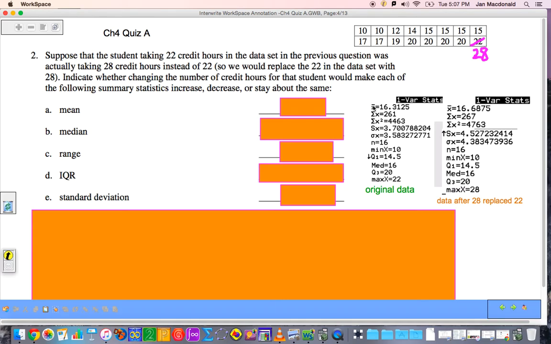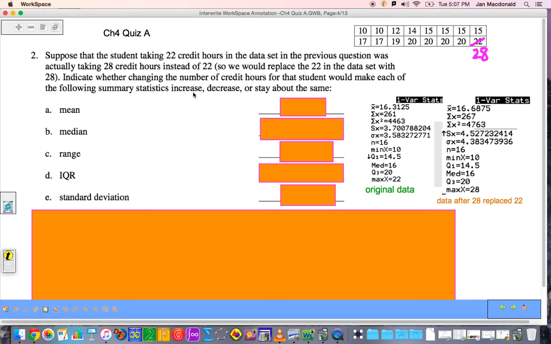Originally, our mean was 16.3, and our new mean is 16.6. Okay, there appears to be an increase in the mean. Our standard deviation in our original data set was 3.7. Our new standard deviation is 4.5. Our minimum stays the same. Quartile 1 stayed the same. Median stayed the same. Quartile 3 stayed the same. Maximum clearly changed. Our maximum was 22 and it increased to 28.